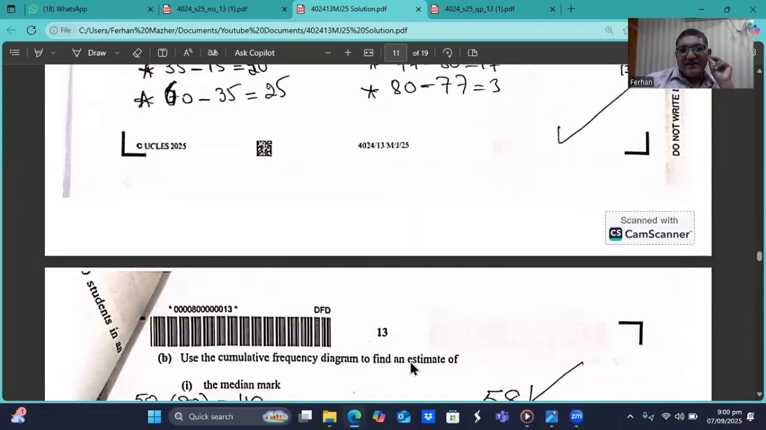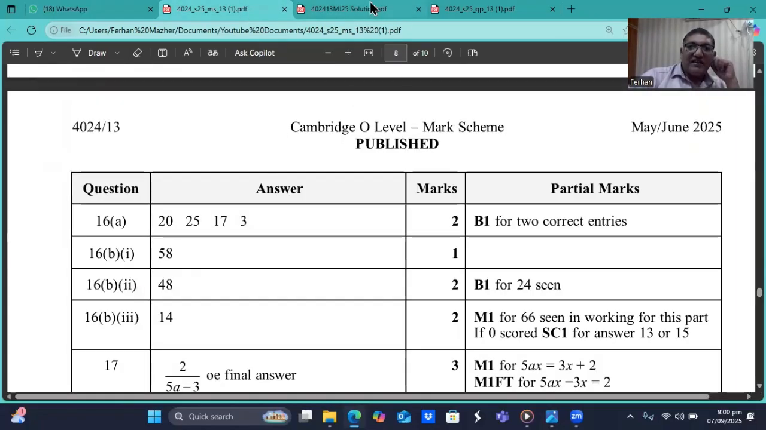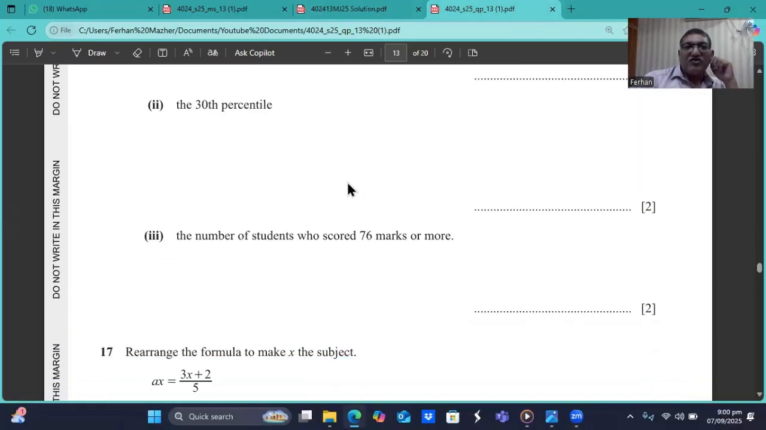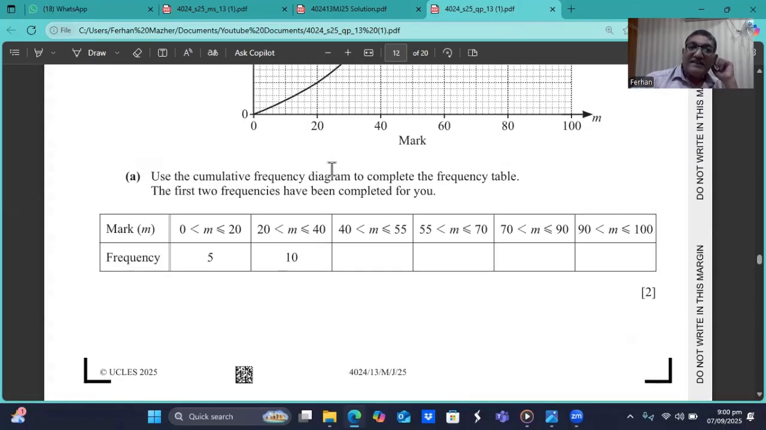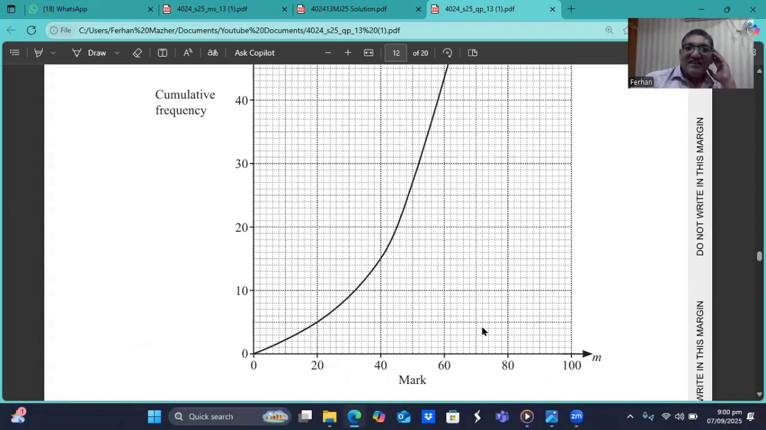And let's see what is the answer. Yes, sir. The 30th percentile will be 48 marks. Then let me check the answer, sir. 48 is the right answer. Okay, then it says the number of students who scored 76 marks or more. This graph is always the graph of less than. So 76 will be here on this line. Okay, 76 will be this point.